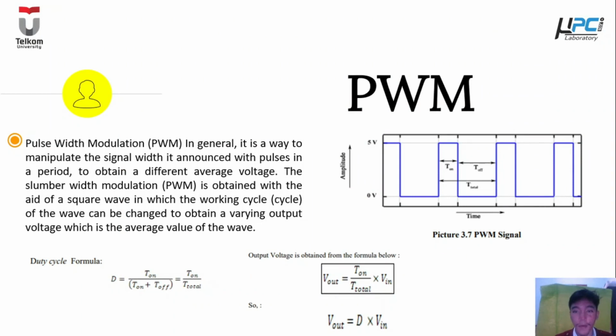Next one is PWM. Pulse width modulation, or PWM, in general, is a way to manipulate the signal with pulses in a period to obtain a different average voltage. Pulse width modulation is obtained with the aid of a square wave, in which the duty cycle of the wave can be changed to obtain a varying output voltage, which is the average value of the wave.